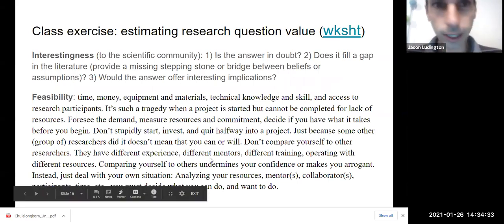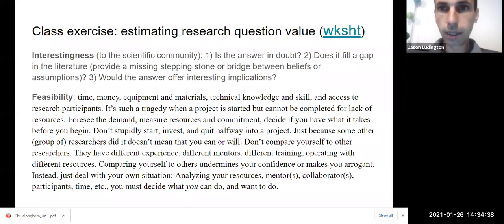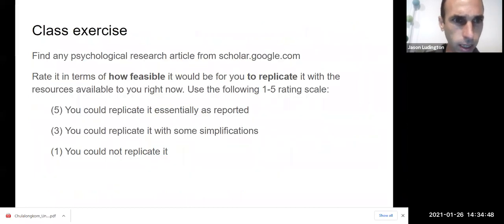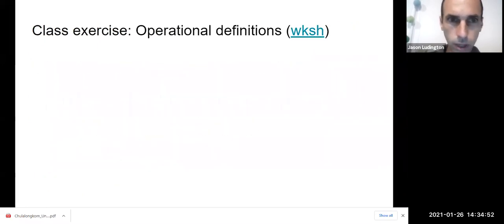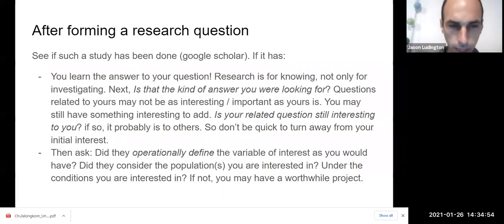Now here's another exercise. Estimating the research question value. First, let me tell you, okay, so I've sent you a worksheet. Oh, but the worksheet was on, oh, right. Hold on, I'm sorry, I might have done things in the wrong order.